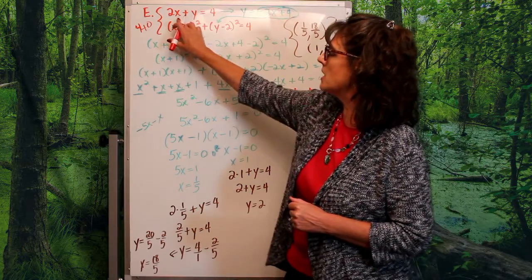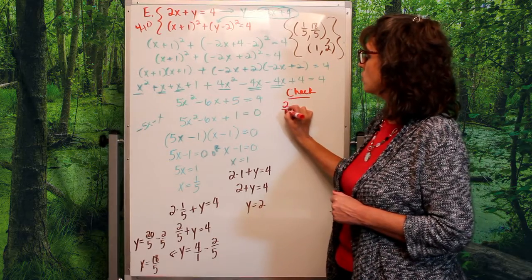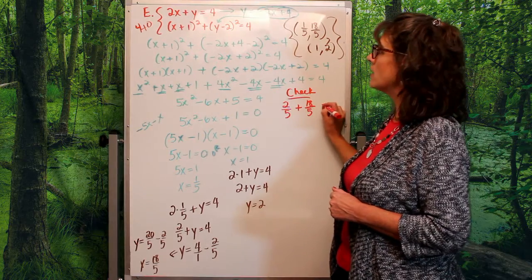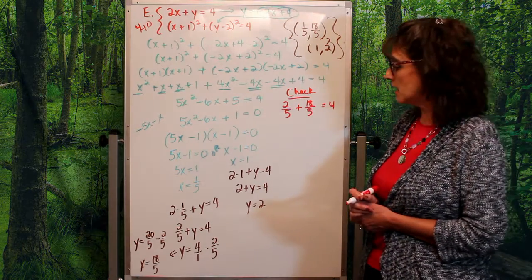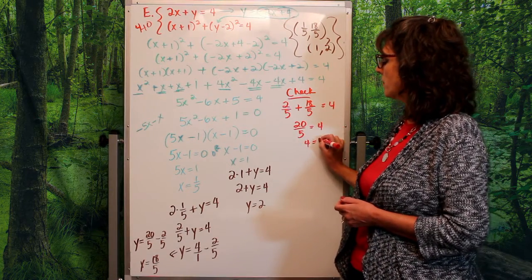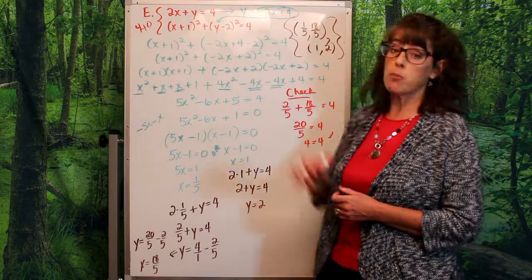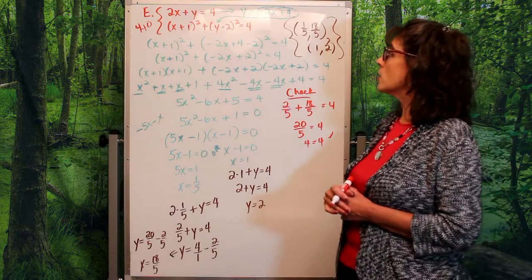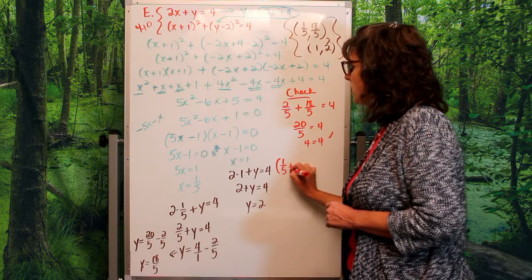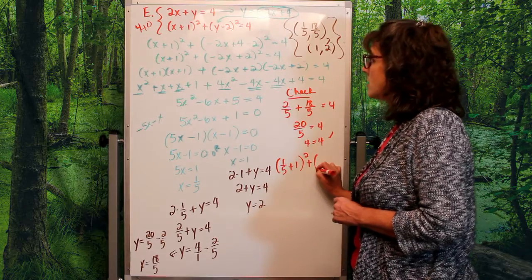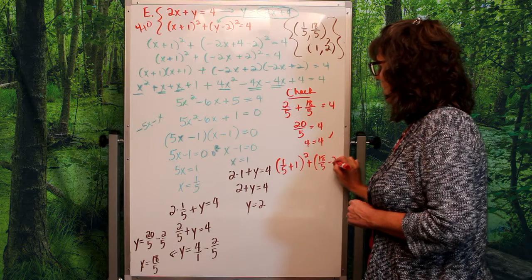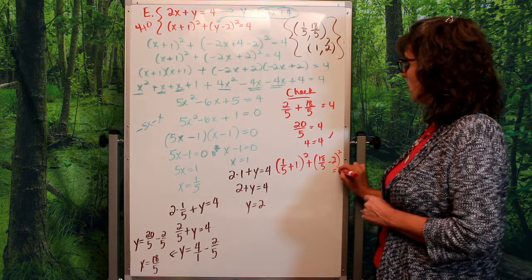Take that 1/5, put it in here. So that's 2 times 1/5, which is 2/5, plus the 18/5, and I better end up with a 4. Well, 2/5 plus 18/5 is going to be 20/5, and 20 divided by 5, yep, that's 4. So I know that it works for the top one. I need to check the bottom one. Now when I go to check the bottom one, it's a little bit trickier. Take that 1/5 and put it in here. So I'll have (1/5 plus 1) squared plus (18/5 minus 2), and again, that's squared. And when I do all that, I better come up with a 4.